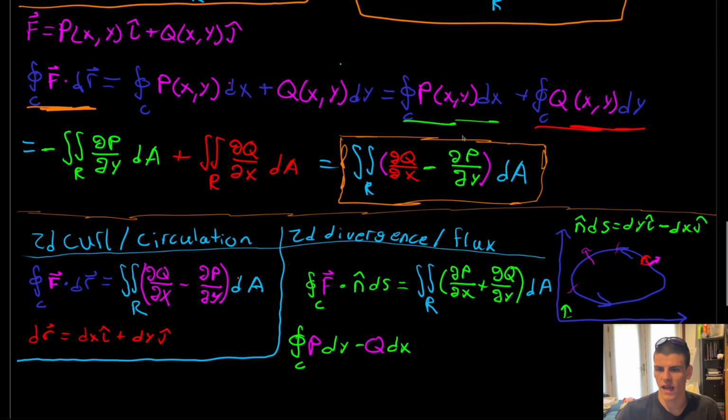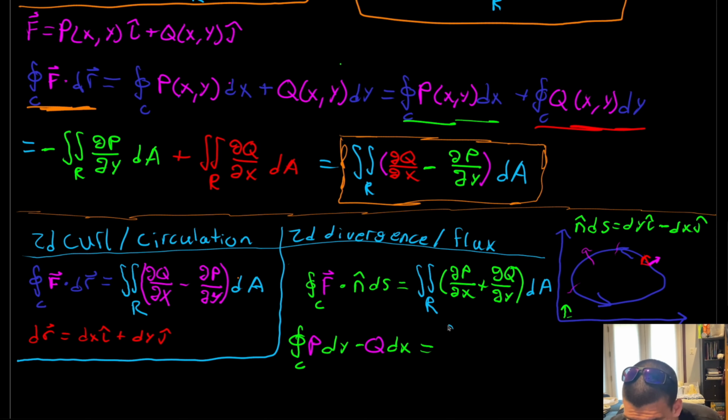So we can relate this here and think about how our curl version shook out. The curl version had some function times a dx plus some function times a dy. The function multiplied with the dy takes a positive partial with respect to x, and the function with the dx is the negative partial of that function with respect to y. So how can we rewrite this one in the same manner?